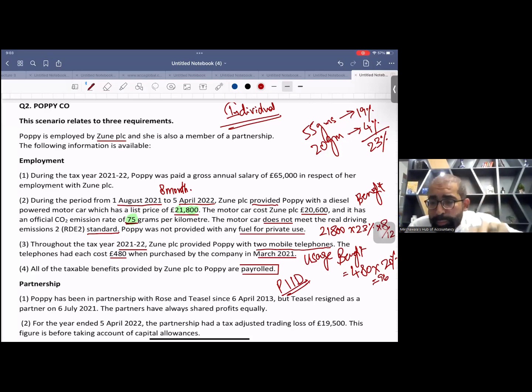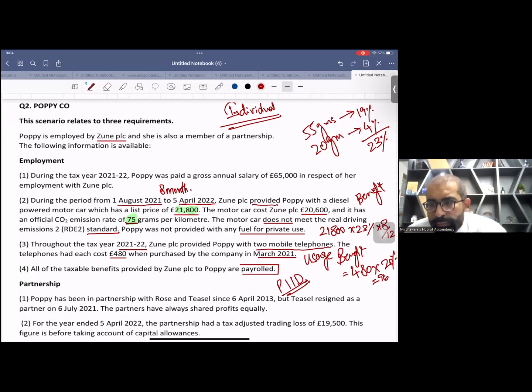Either fill this form P11D for non-cash taxable benefits, or if you are paying tax through payroll, and you are including this in the pay system, like every month your employer is paying tax, then you don't need to include it in P11D. There is no need to file any P11D form. So now we have 2 options.